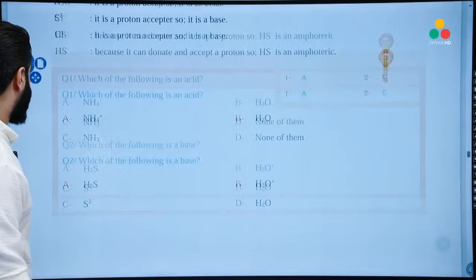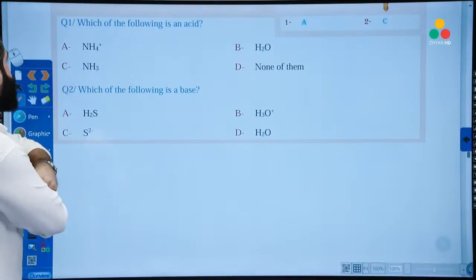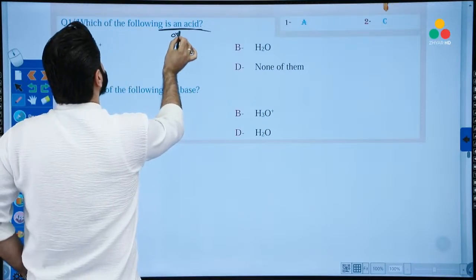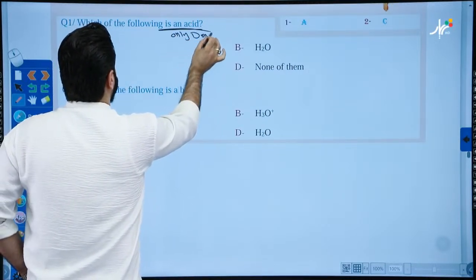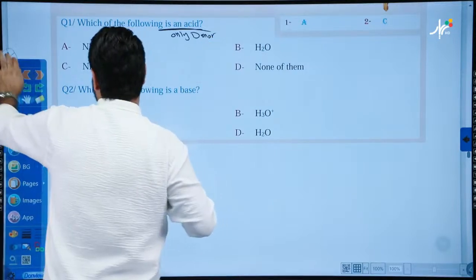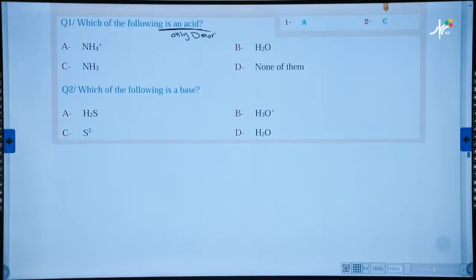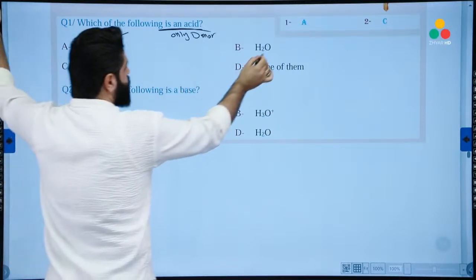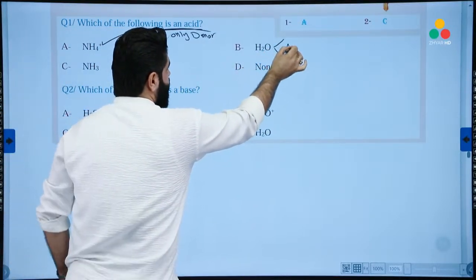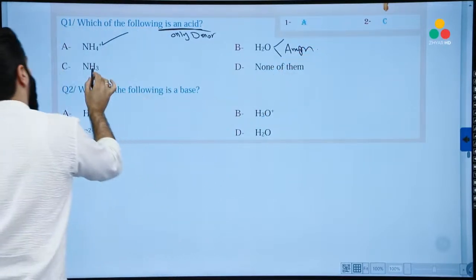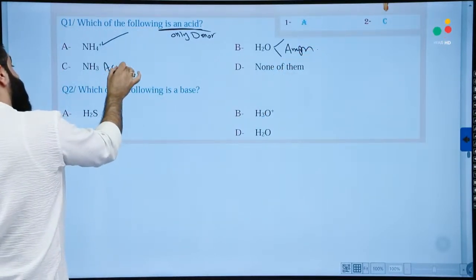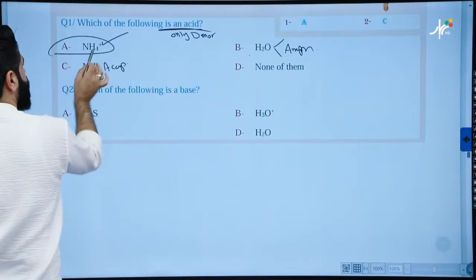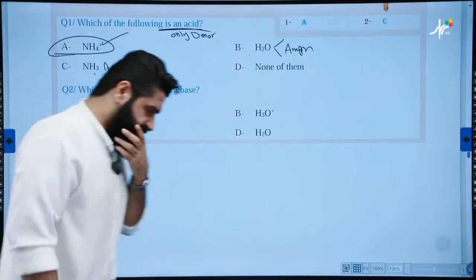These are the things that I say. We have two nice questions. Which of the following is an acid? It means only donor. Good. Which of the following is an acid? It means it's only a donor. Okay, this is only a donor. True. H2O, it's both. Donor and acceptor. So we call this amphoteric. NH3, it's acceptor. This is only acceptor. This is both. This is only donor. Based on the question, which of the following is an acid?